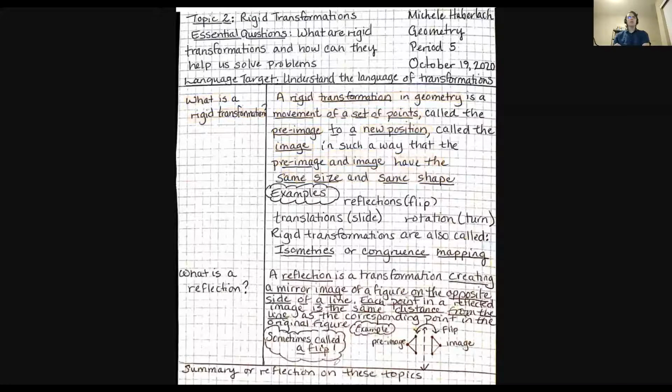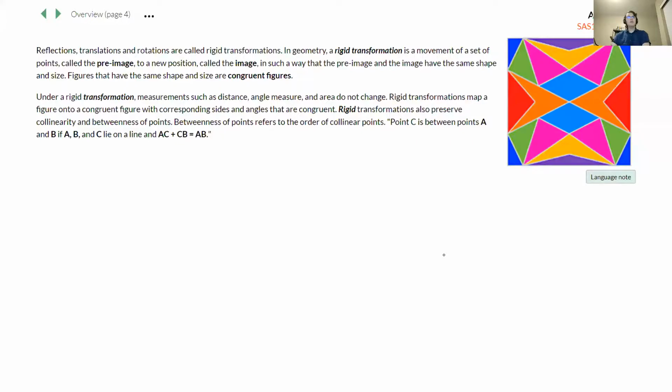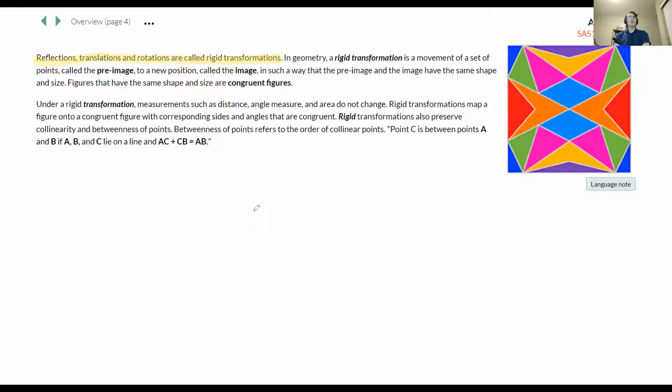So let's check out how that compares to the original page. On the original page, we can see here, right? Basically the same idea, but notice this first part right here: reflections, translations, and rotations are called rigid transformations. That's what we're going to end our definition with. She used the examples for that, as we'll talk about in a second. Instead of focusing on that, she jumps straight to the definition of a rigid transformation. And it's almost exactly the same as what's on the page, right?